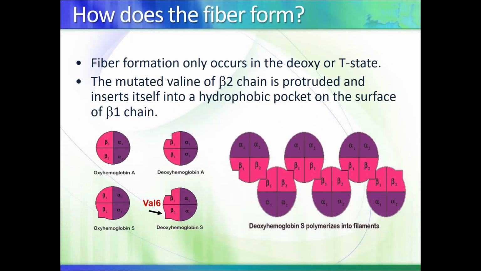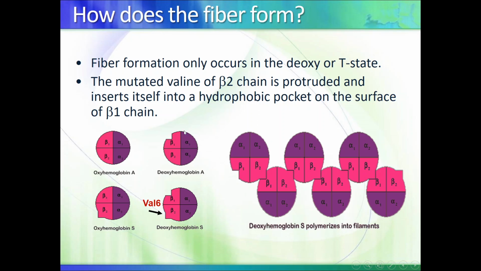So the question is, what is the molecular cause of this clustering? So what happens here, especially in the deoxygenated state or in the T state of hemoglobin, is that this valine creates a protrusion, as you can see here.